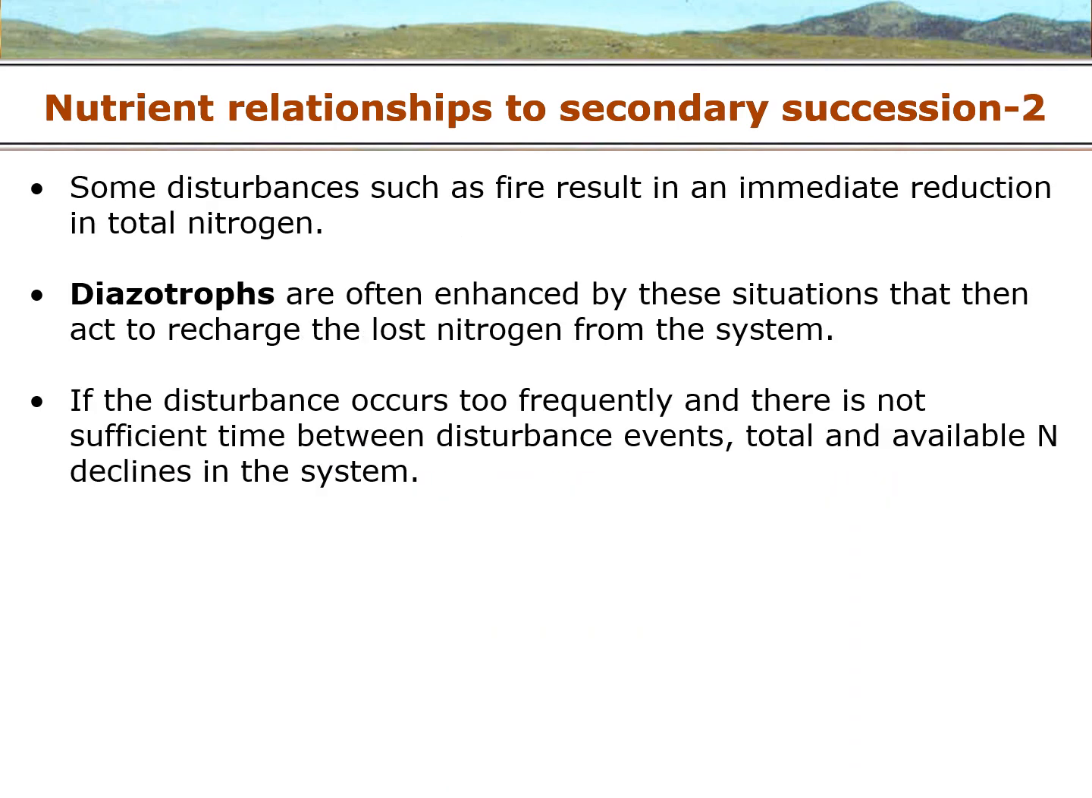Some disturbances, such as fire, result in an immediate reduction in total nitrogen. The diazotrophs are often enhanced by these situations and then act to recharge the lost nitrogen from the system. However, if the disturbances occur too frequently and there's not enough time between disturbance events, the total available nitrogen can decline in the system.